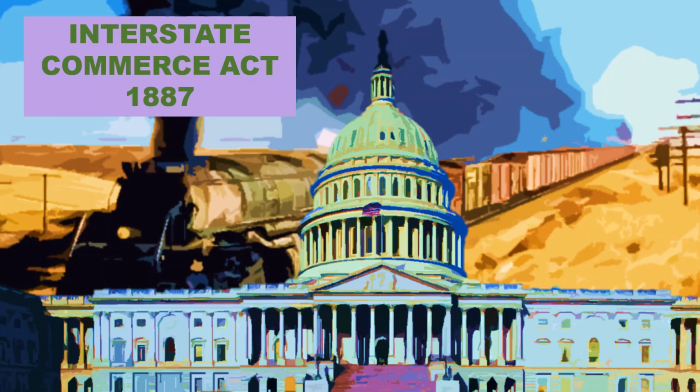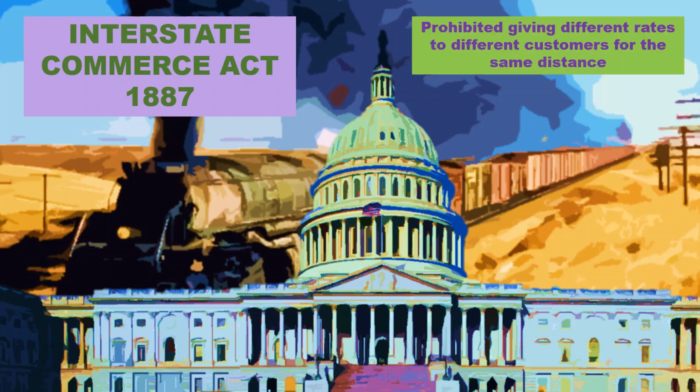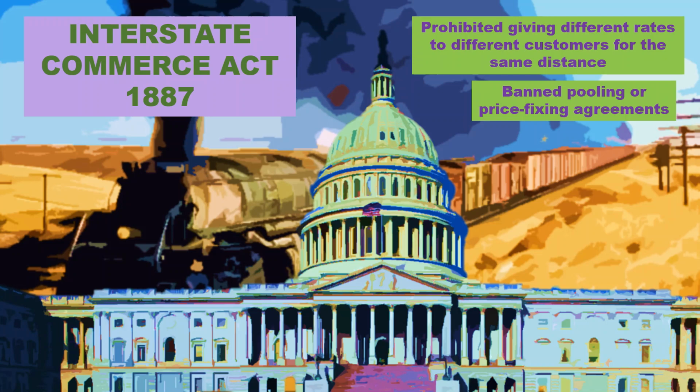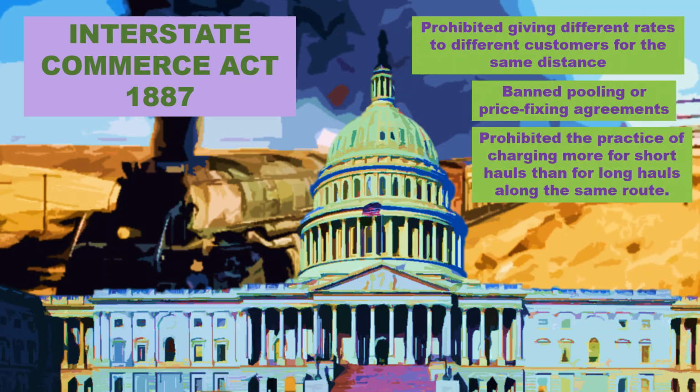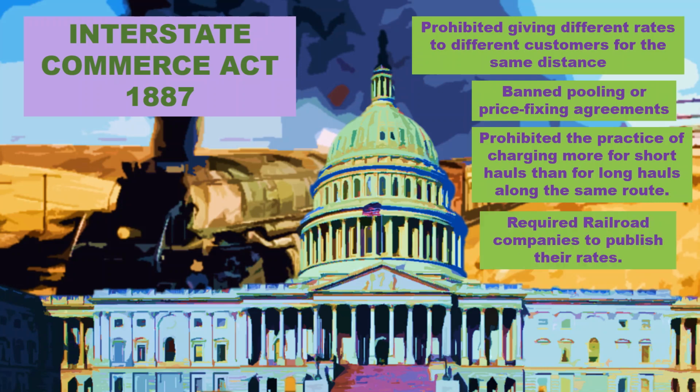Congress responded to that ruling by passing the Interstate Commerce Act of 1887. This law regulated railroads and prohibited giving different rates to different customers for the same distance. It banned pooling or price-fixing agreements among railroad companies. It also prohibited the practice of charging more for short hauls than for long hauls along the same route, and finally required railroad companies to publish their rates.